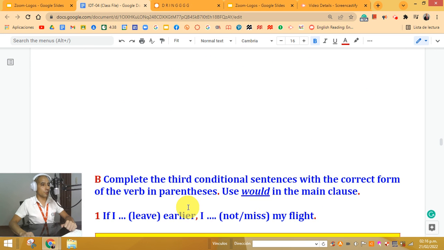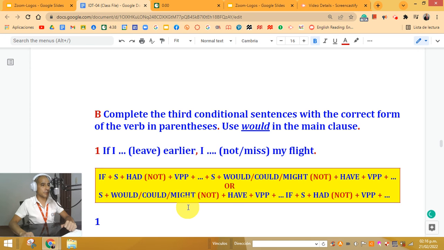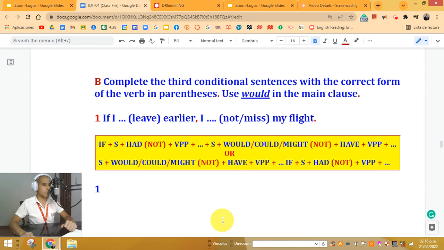Okay, now we are going to see some exercises that are going to help you in order to do exercise B. So let's read the instructions. The instructions say, complete the third conditional sentences with the correct form of the verb in parentheses. Use would in the main clause. All right. So in order to do these exercises, I have here the two formulas, either the first or the second, in order to be able to do the exercises more accurately.